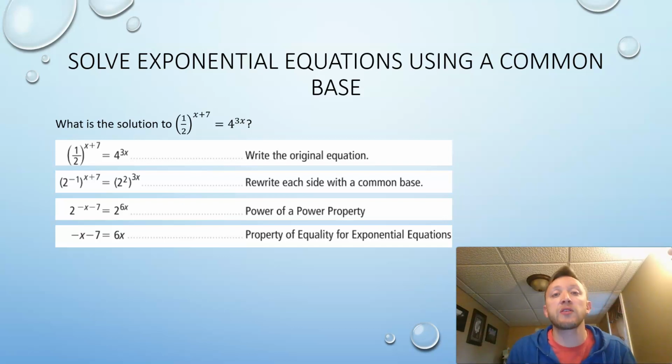So since the bases are the same, and we're saying that those two sides are equal, that means that the exponents must also be equal. So we're going to say -x minus 7 equals 6x. And now I just have a simple equation to solve.